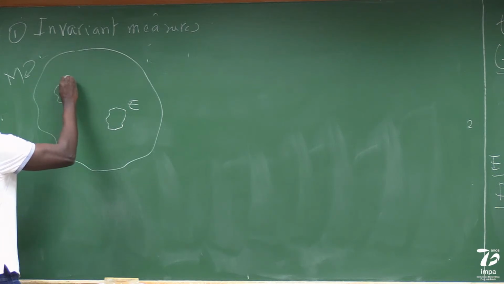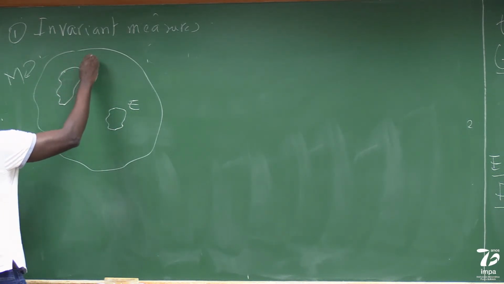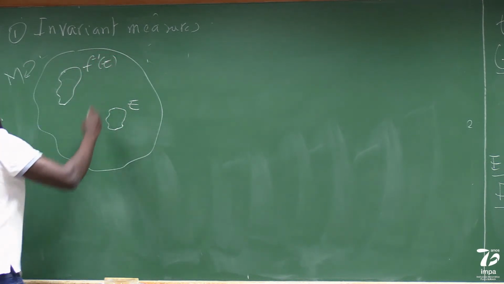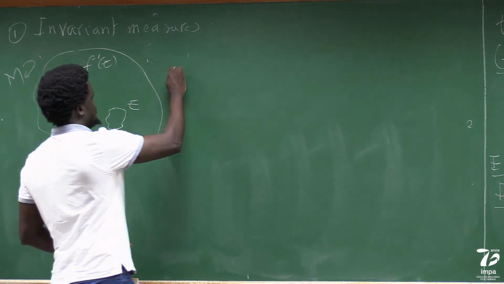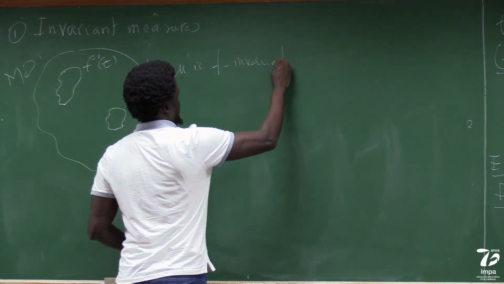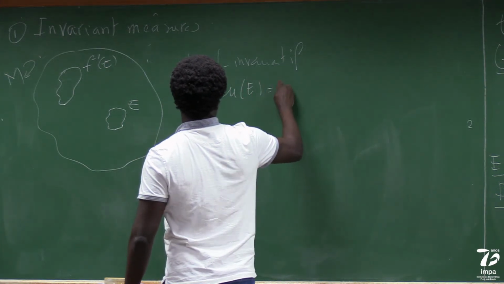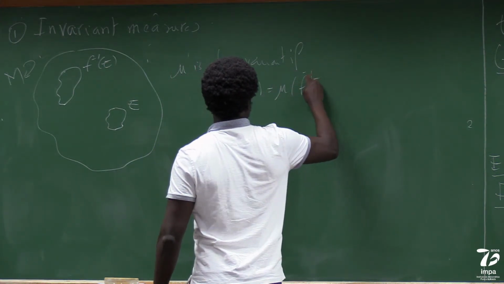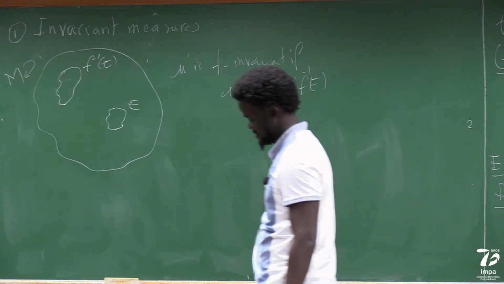So you can look at F minus 1. So this might be F minus 1 of E. A measure is invariant if these two sets have the same measure. So mu is F invariant if mu of E equals mu of F minus 1 of E for all measurable E. I will write this in detail.